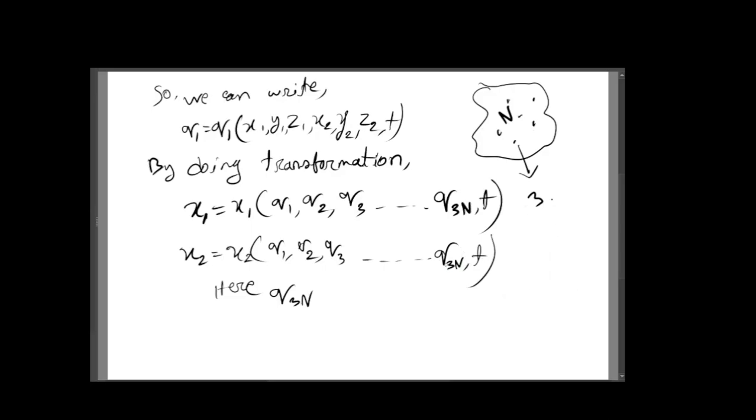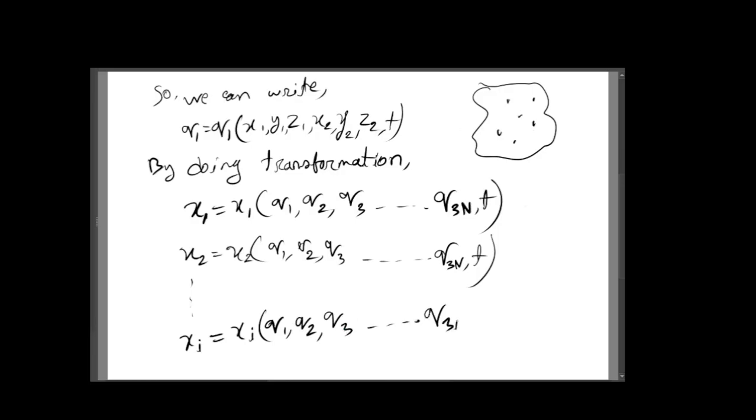Now we can write that the ith component of the Cartesian coordinate system will be a function of q1, q2, q3, dot dot, q3n and t. Here this is the Cartesian coordinate system transformed from the generalized coordinate system.